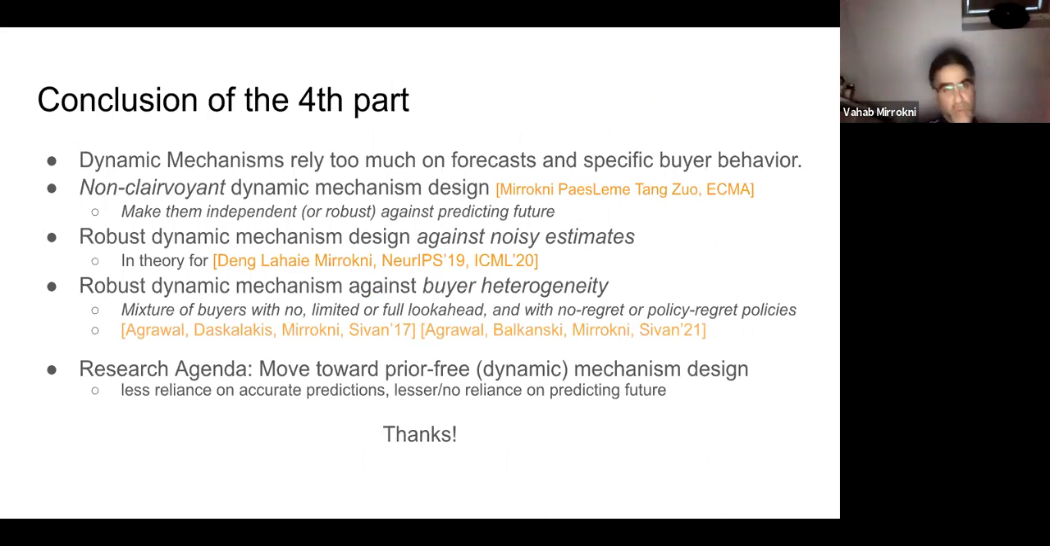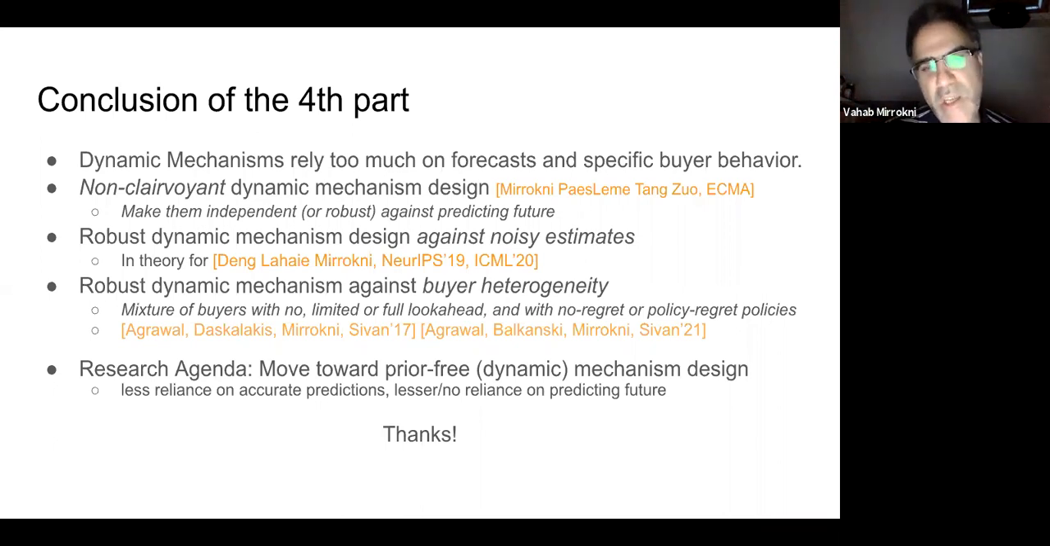On the fourth part, we design what we call non-clairvoyant dynamic mechanisms, where we make dynamic mechanism design independent of predicting the future. We show that we only lose a constant factor by doing that. We also make mechanism design robust against noisy predictions of the present, and also robust against different types of buyer behavior.